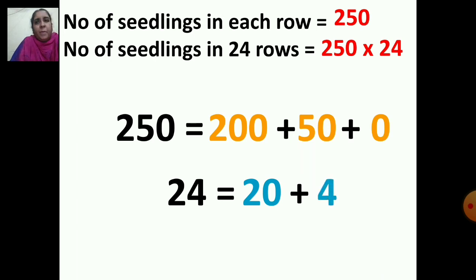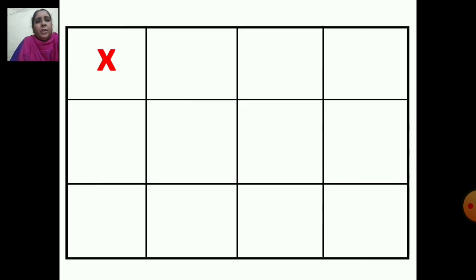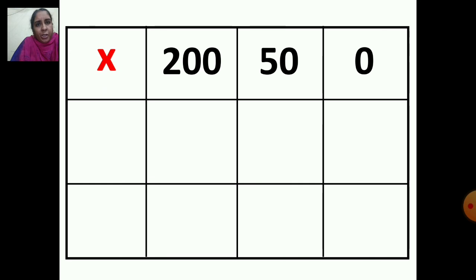After showing the breakup, now you are going to write these numbers in the columns. Okay. First you will put multiplication sign and then which number will come first? 200, 50, 0. Okay. Now vertically what you will write? First 20 and then what will come? 4. Very good. After writing the breakup, you are going to multiply. First what you will do? 200 multiply by 20, then 50 multiply by 20, then 0 multiply by 20.